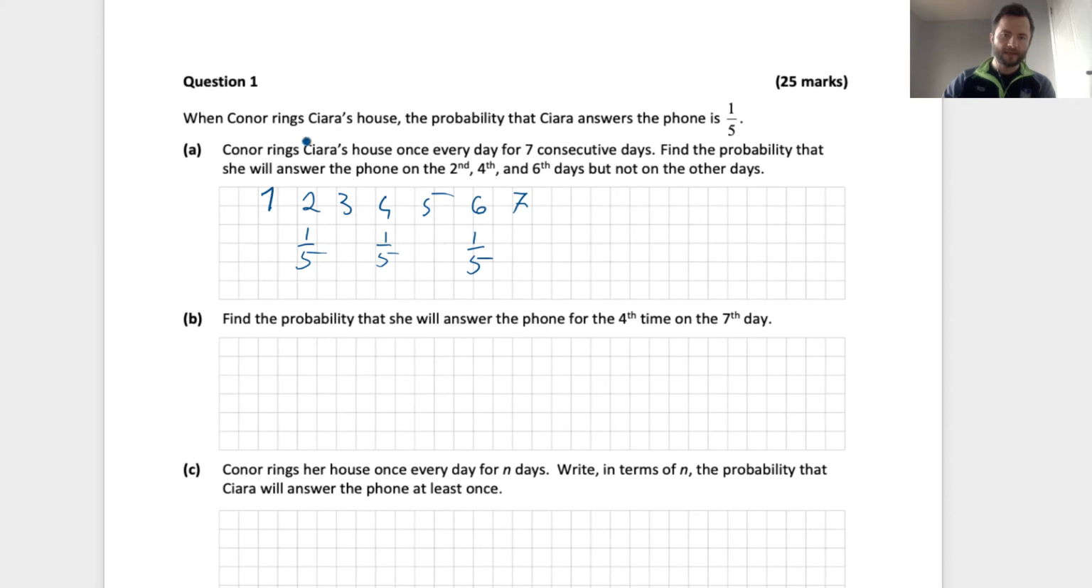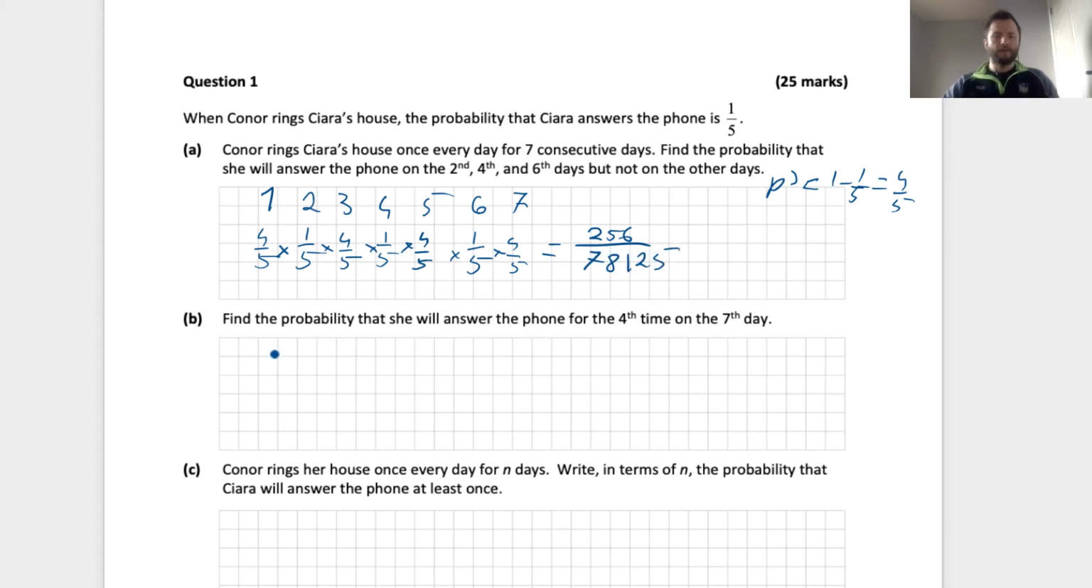And on the other days she doesn't answer, and the probability of her not answering is the complementary probability, which is equal to 1 minus 1/5 equal to 4/5. So here we have 4/5, 4/5, 4/5, 4/5, and the probability of those events. To get the total probability, you just need to multiply those values, and if you multiply that, you'll get the fraction of 256 over 78,125.